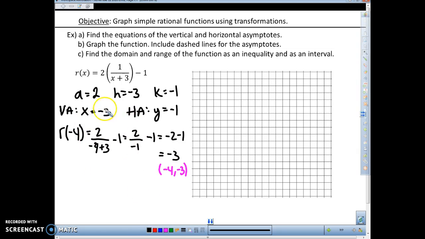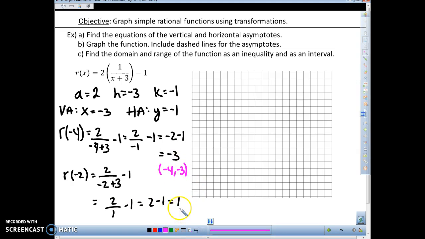Plugging in one value to the right of my vertical asymptote would be negative 2. So r of negative 2, I get 2 in my numerator. X plus 3 in my denominator is going to be negative 2 plus 3. Take away 1. This simplifies to 2 over a positive 1. Take away 1, giving me 2 minus 1, which is just 1. So therefore, my second point that I'm going to use would be negative 2, 1.